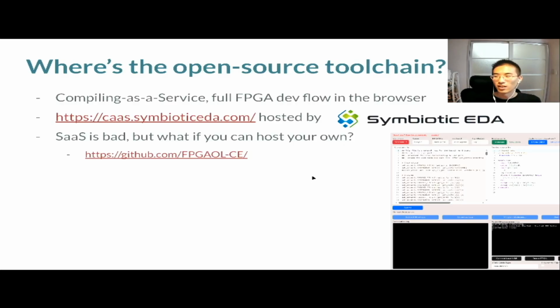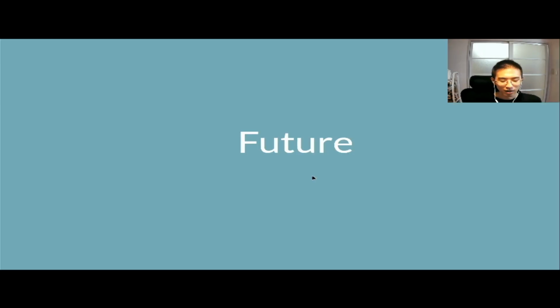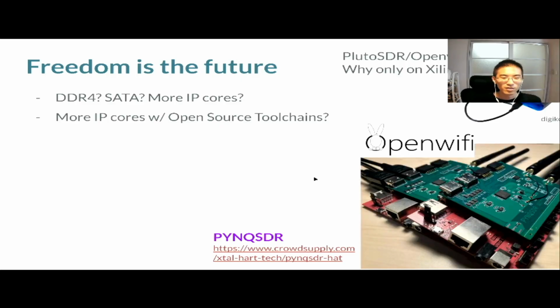Let's go back to this talk, and what will be the future? I believe freedom will be the future. Now we already have open source IP cores for DDR3, for Ethernet, and for most things that were hard to imagine a few years ago. In the future, maybe there will be cores for DDR4 and SATA, and I think it's not only open source FPGA IP cores, it's open source IP cores with an open source toolchain.